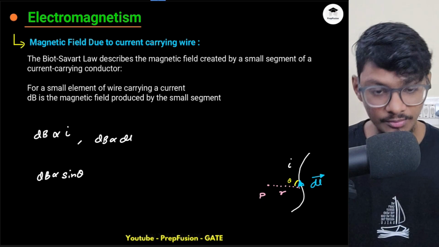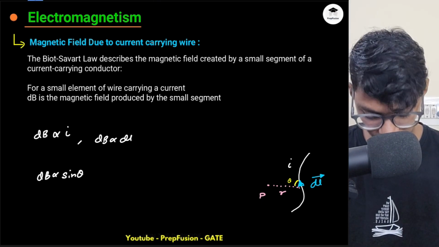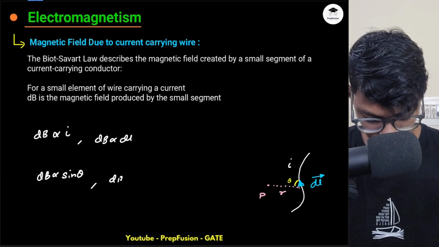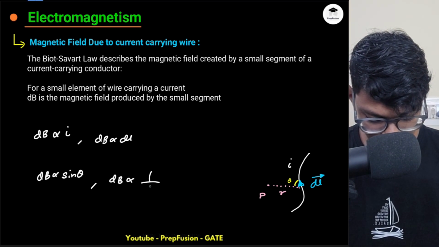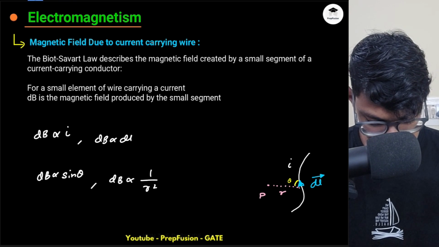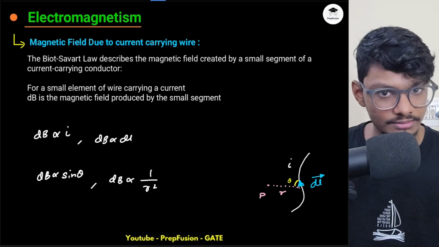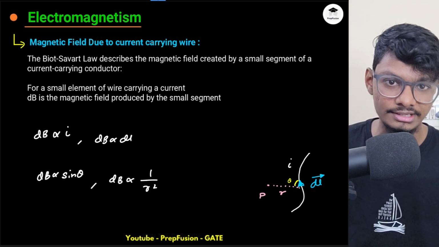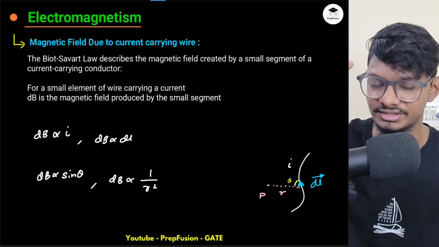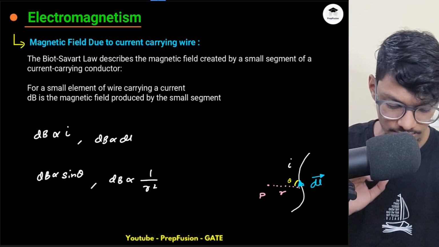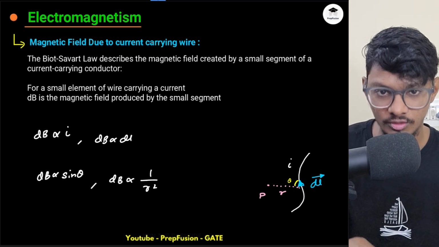And what else is it proportional to? It is proportional to the inverse square of the distance, because that is understandable. If I keep on increasing the distance, the magnetic field will be weaker. If you go away from something, the force developed due to that becomes weaker, just like gravitation, if you remember, the inverse square law. So the Biot-Savart law put all these things into a formula.